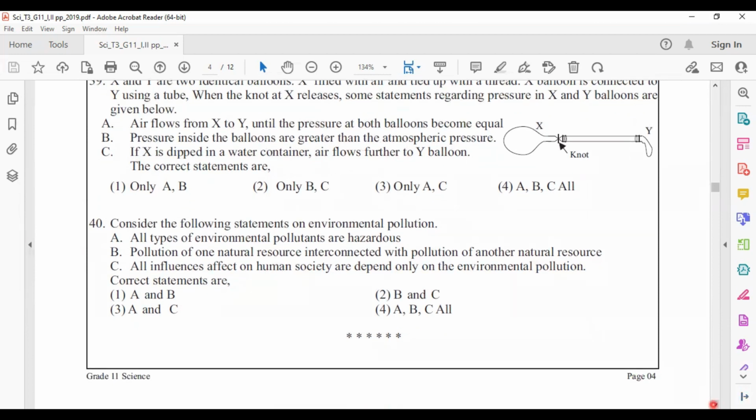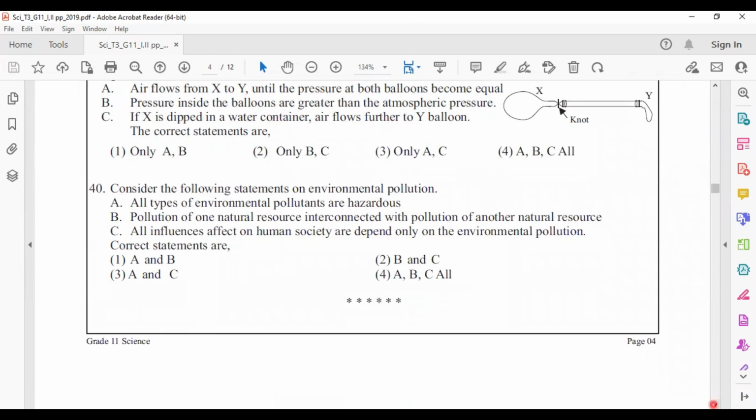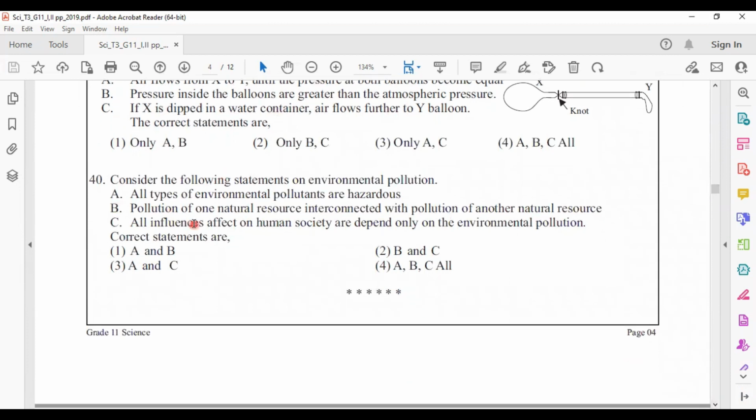40. Consider the following statements on environmental pollution. A. All types of environmental pollutants are hazardous. Correct. B. Pollution of one natural resource is interconnected with pollution of another natural resource. It is also correct. C. All influences on human society depend only on environmental pollution. No, it is incorrect. Only A and B are correct.